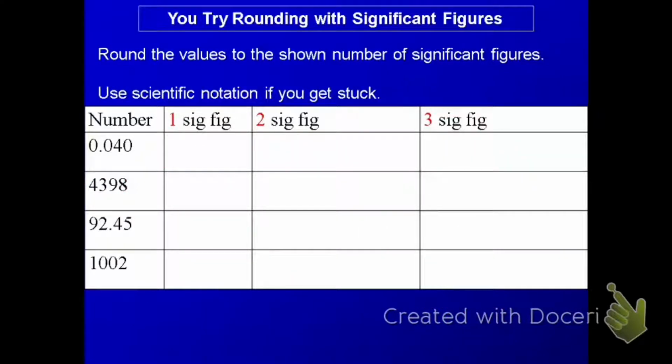Now you will try rounding with significant figures. You're going to round the values to the shown number of significant figures. You're going to use scientific notation if you get stuck. Pause the video now to work the problems. Restart the video when you're ready to see the answers.